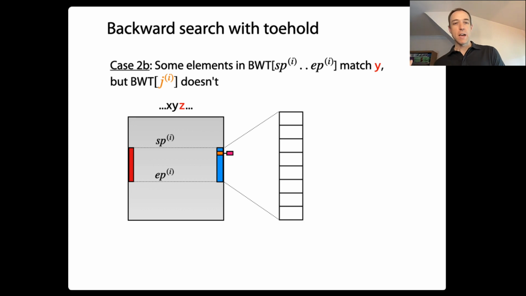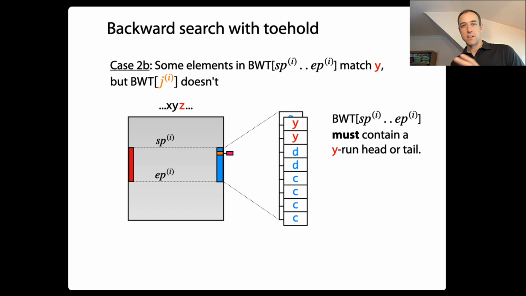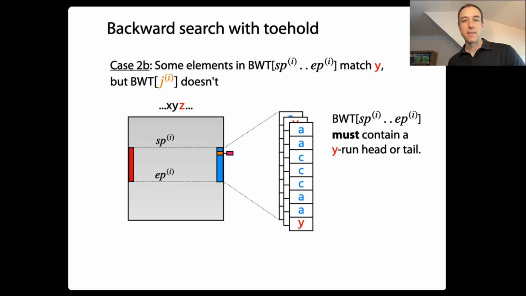So some of them do match Y, some of them don't. So if some of them do match Y and some of them don't, they might be arranged, let's say, in a configuration that looks like this. So there's some Ys and some non-Ys in that range, right? I've used red to denote the Ys. Or maybe it doesn't look exactly like that. Maybe it looks like this, where there's some Ys at the beginning and then some non-Ys after that. Or maybe it looks like this, where there's a Y at the end.